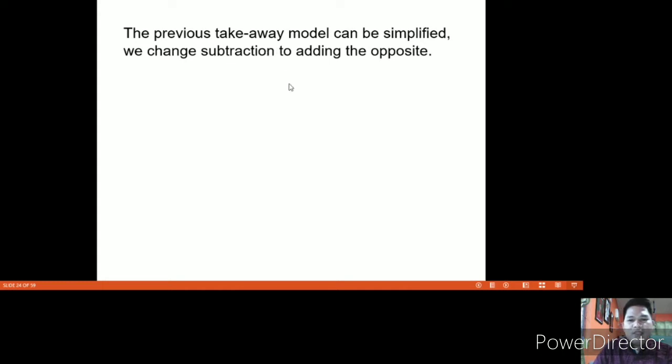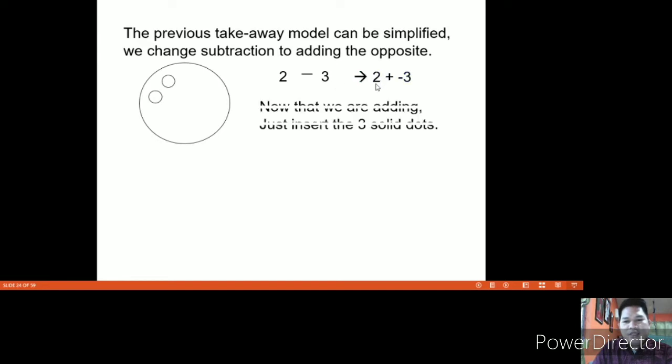The previous takeaway model can be simplified. We change subtraction to adding the opposite. So again, subtraction is also adding the opposite. For example, 2 minus 3, this is the same as 2 plus negative 3. So the minus sign will be changed into positive and positive 3 will change into negative. Now that we are adding, just insert the 3 solid dots.